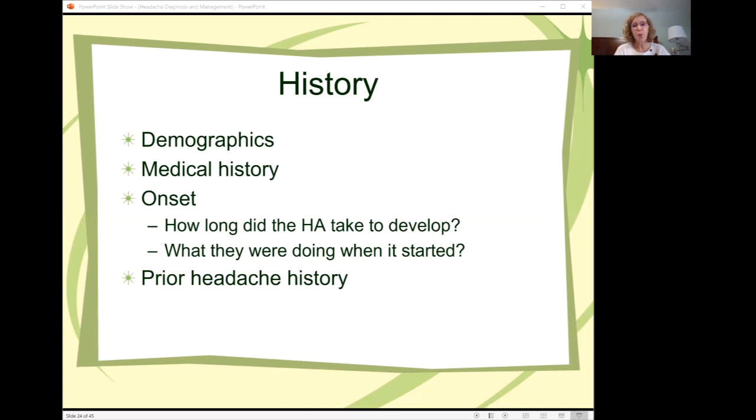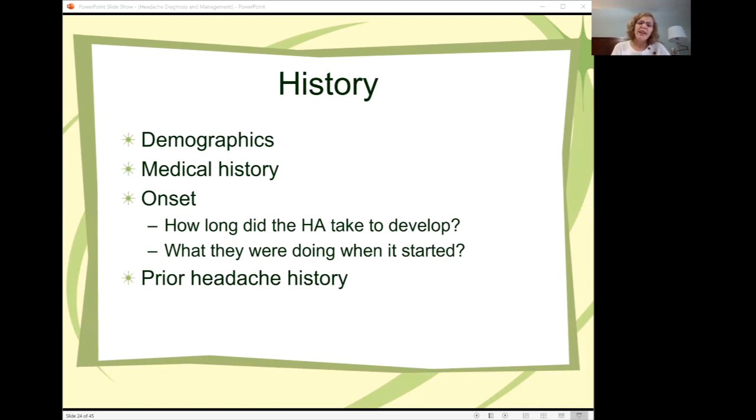Medical history can point to certain causes. Recent pregnancy may indicate preeclampsia or cerebral venous thrombosis. If there is a history of cancer, suspect a space-occupying lesion. And if the patient is immunocompromised, think about meningitis.